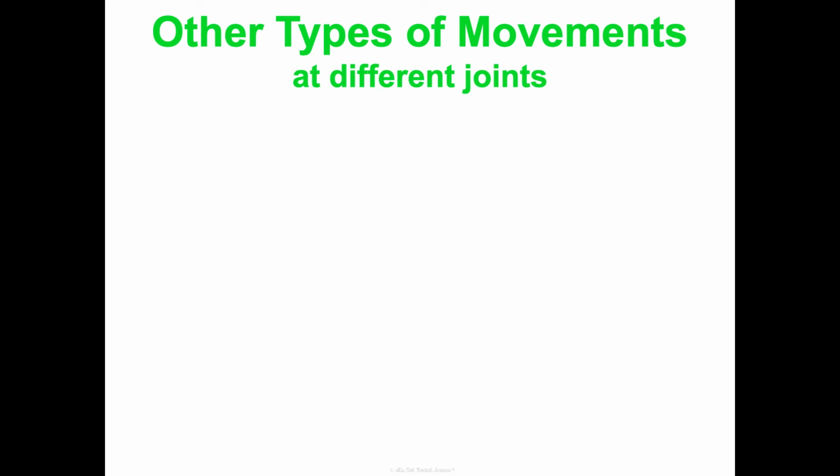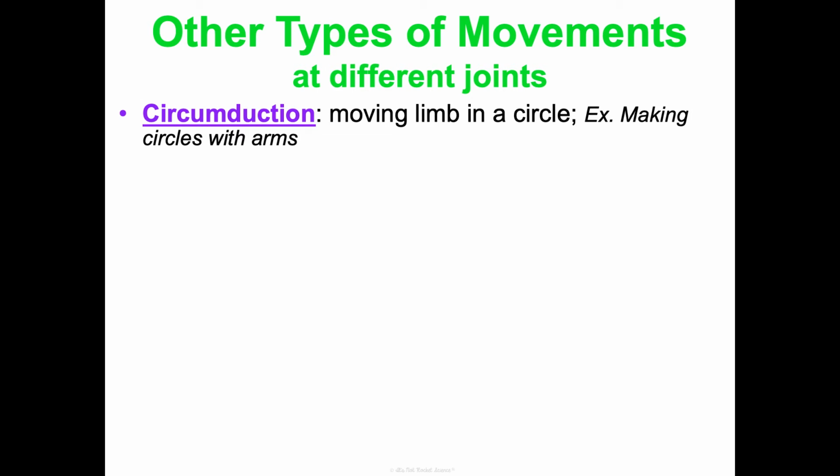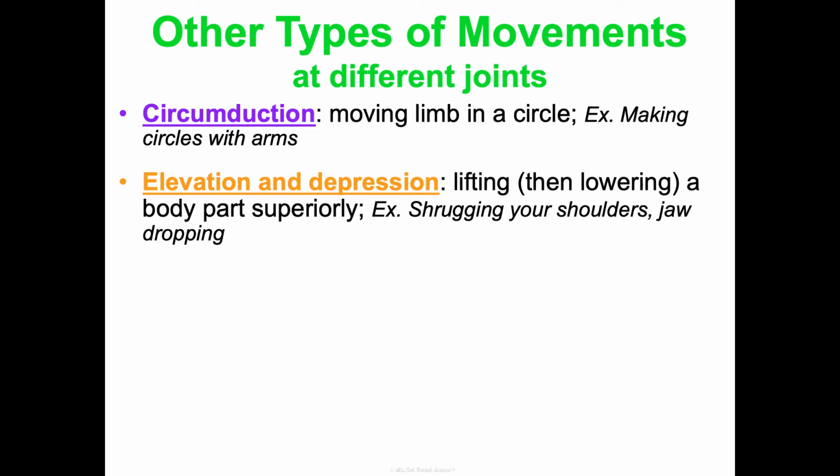So there are many other types of movements, and at different joints, there's so many different joints that are specialized. We're just focusing on these 6 main ones, but I do want to talk to you about some other types of movements, because that abduction, adduction, flexion, extension, rotation, those aren't the only types of movements your body can do. There's circumduction, which is moving your limb in a circle, like if you're making circles with your arms.